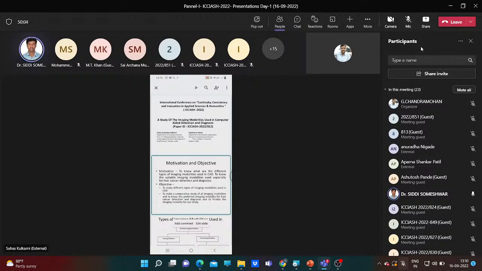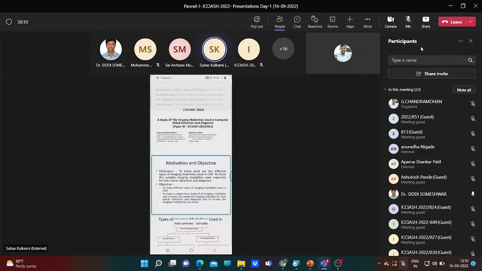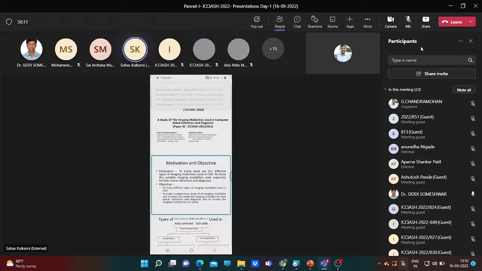Respected panelists and all research delegates, good afternoon to one and all. I, Mr. Suhas Govindrao Kulkarni, would like to take this opportunity to present our work on a study of the imaging modalities used in computer detection, and my paper ID is 812.